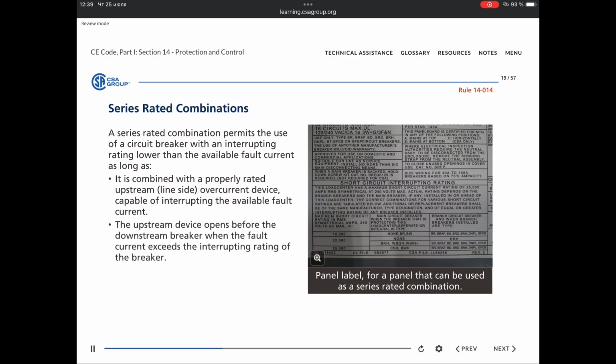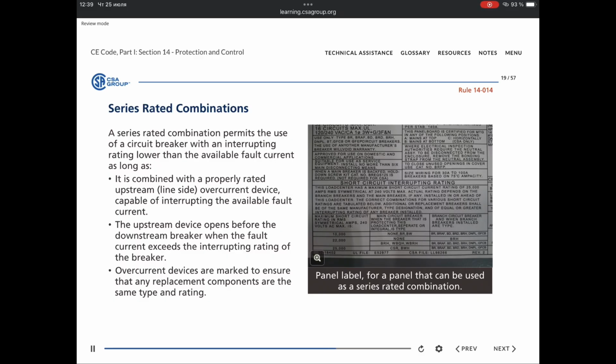This upstream device must open before the downstream breaker, when the fault current exceeds the interrupting rating of the downstream breaker. This will prevent damage to the downstream breaker from excessive fault current. Additionally, it requires that the overcurrent devices be marked to ensure that any replacement components are of the same type and rating. Series-rated systems are often found in residential panel boards to minimize costs.